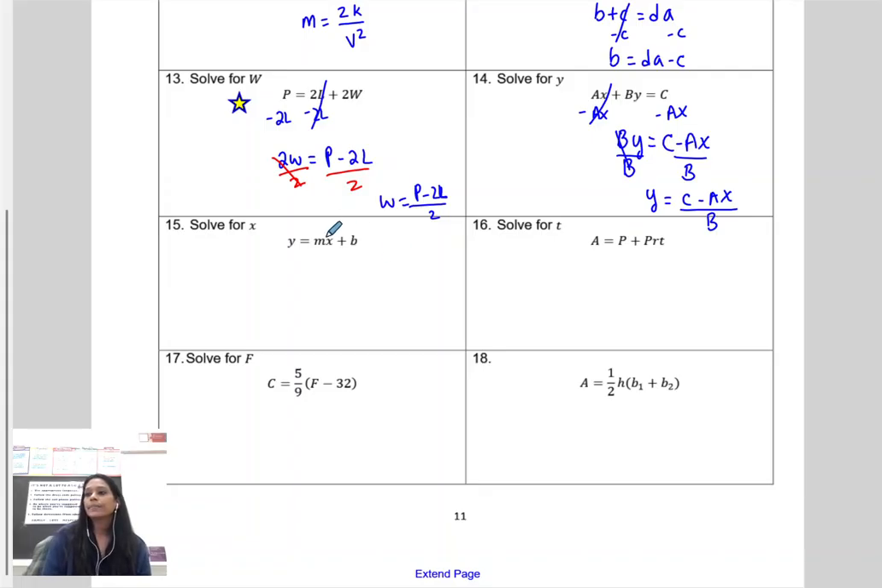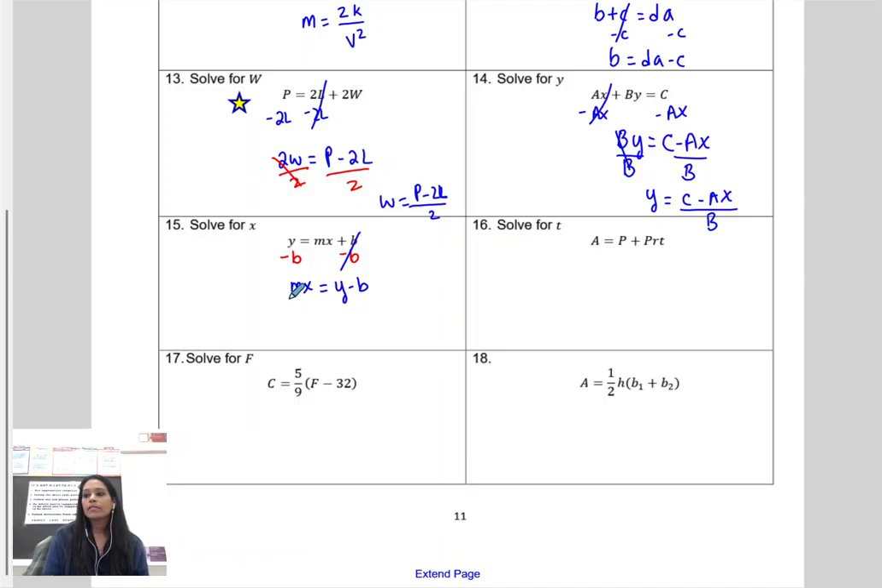Okay, so here you have y equals mx plus b. So we're gonna go ahead and solve for x. So we're gonna subtract b on both sides. That gets rid of the b. So you have mx equals y minus b.